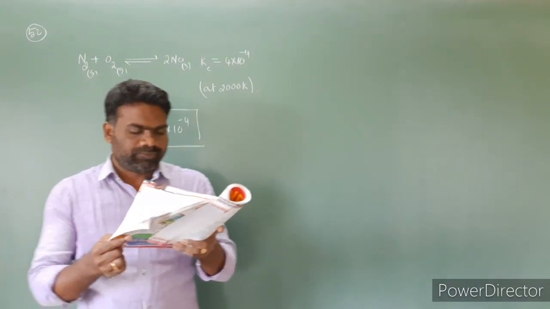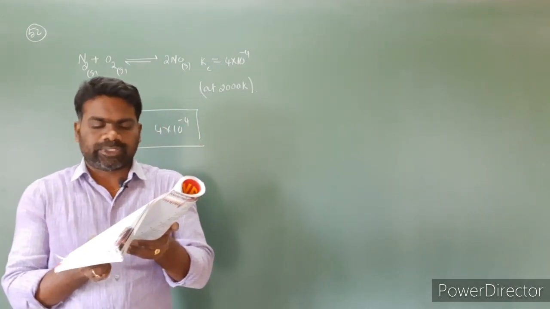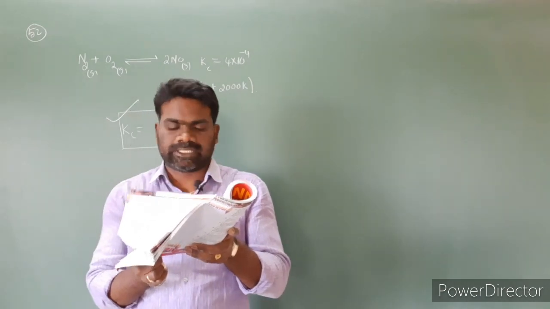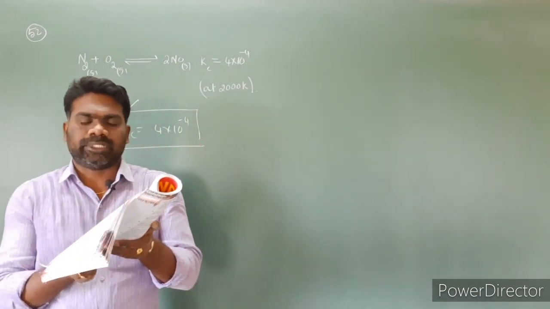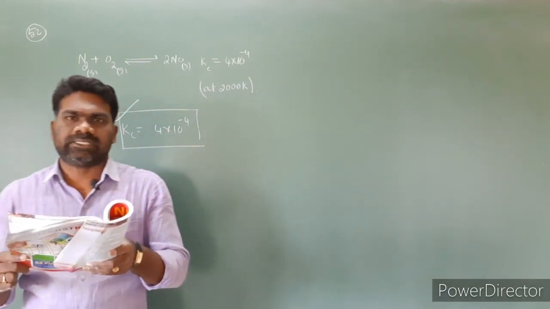So look at the question number 52. Option 1 40 into 10 power minus 4, option 2 4 into 10 power minus 4, option 3 4 into 10 power minus 3, option 4 4 into 10 power minus 8. So question number 52, second option is correct, 4 into 10 power minus 4.